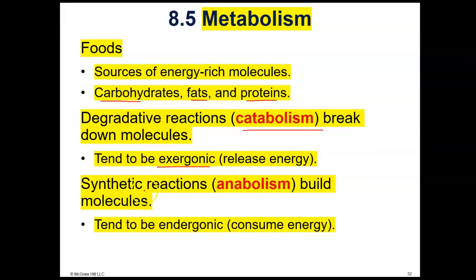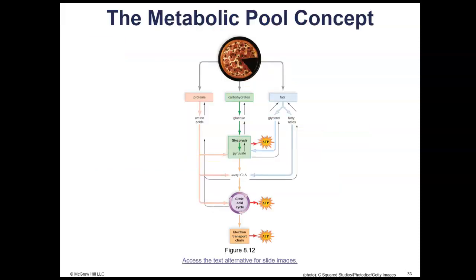Then we have the synthetic reactions. What that means is these reactions build molecules, and that will be called anabolism. The reactions that build molecules tend to be endergonic. That means you need energy. These reactions consume energy. And so we eat the food, break down the food into its basic components, and then we use the energy and some of the molecules from the food to build other molecules that we need for our body, like enzymes and hormones and muscle tissue, different things like that.